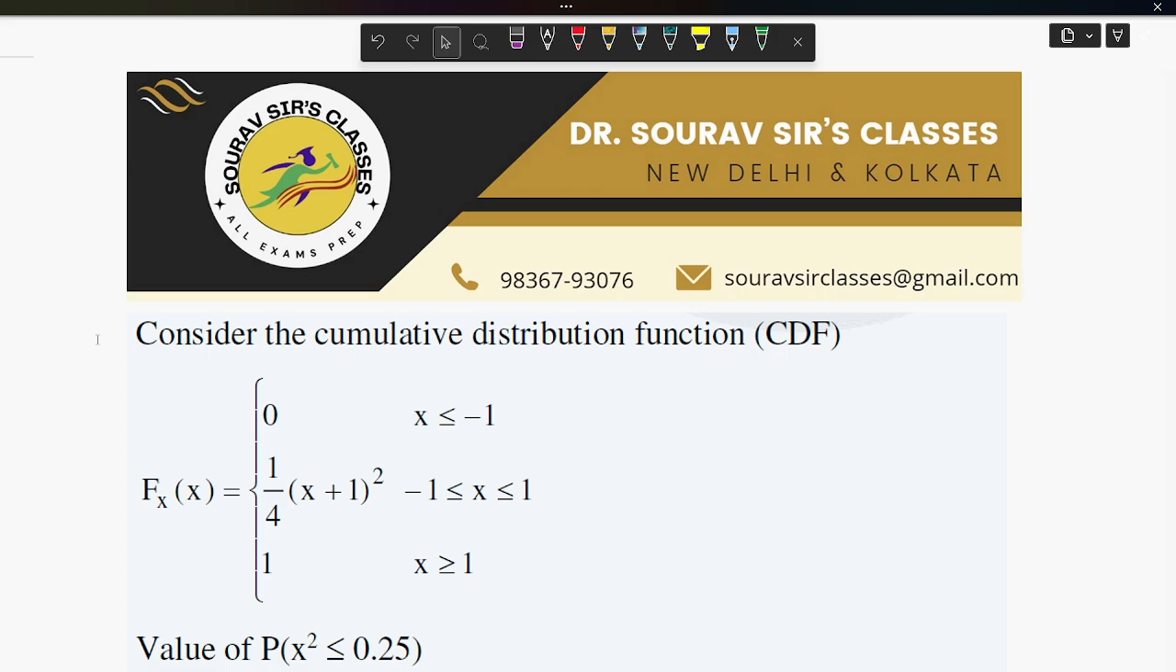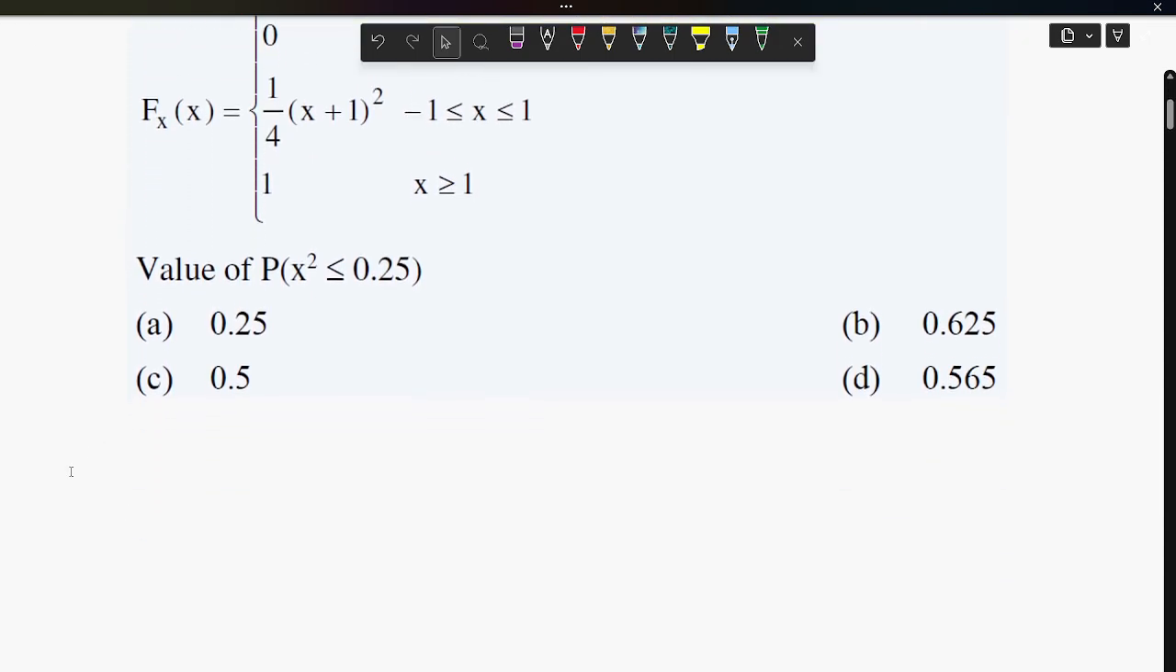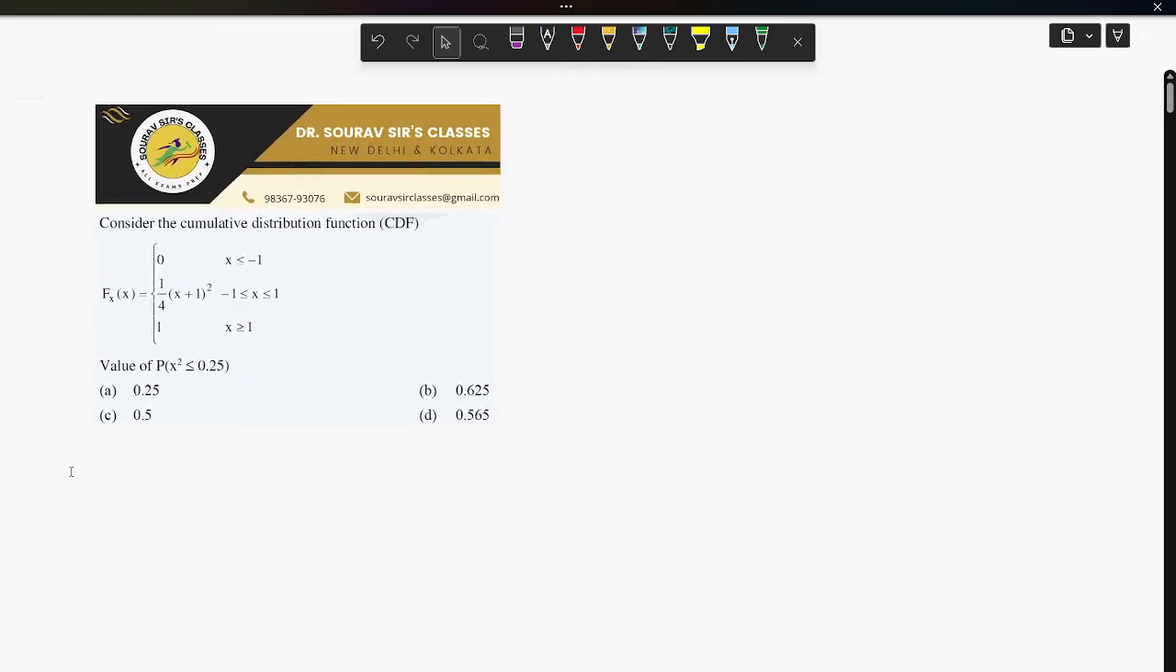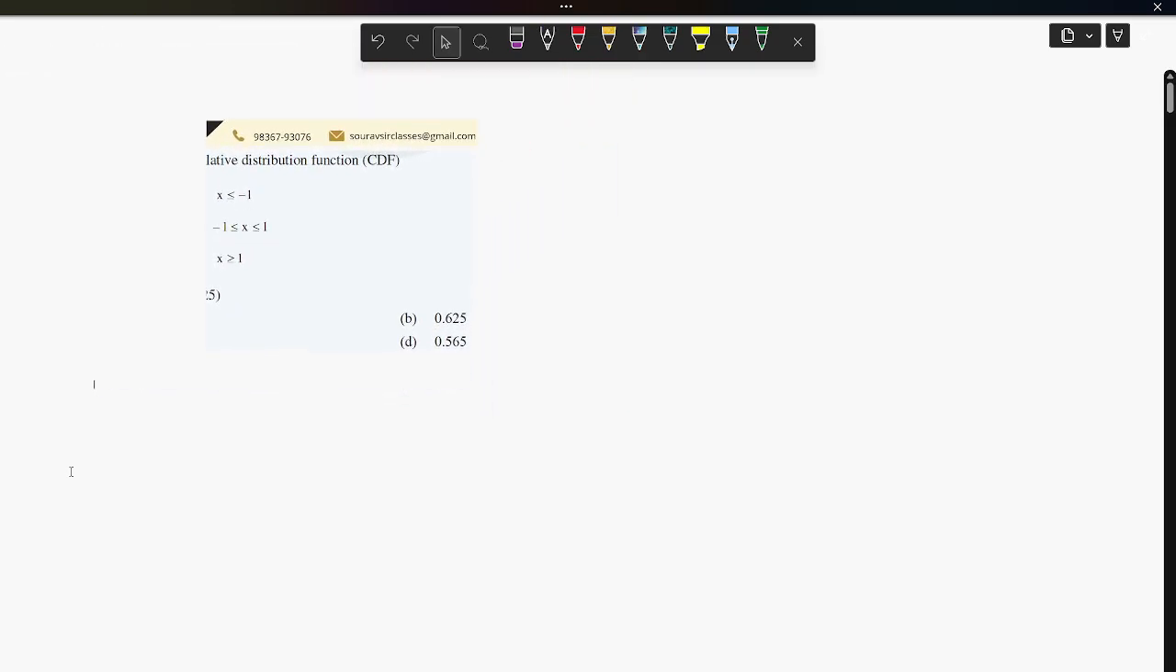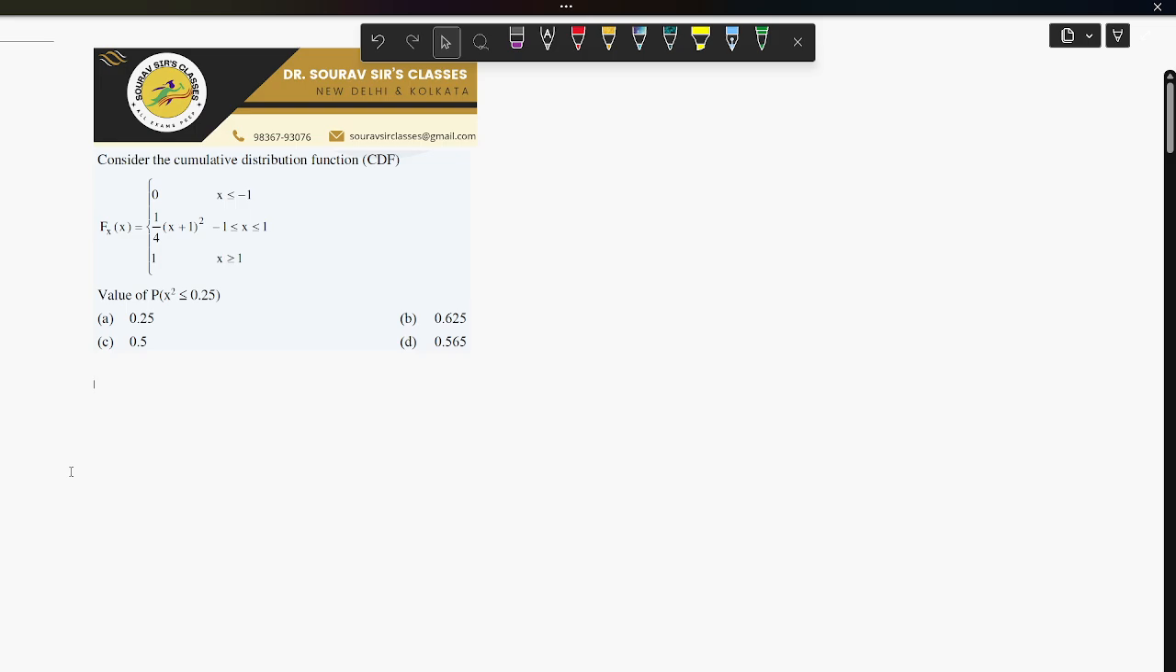Okay, so now we are going to solve a problem which appeared in the GATE 2025 data science paper. The question says: consider the cumulative distribution function (CDF) where F(x) is equal to 0 where x is less than or equal to -1, 1 by 4 (x plus 1) whole square where x lies between -1 and 1, and F(x) is equal to 1 where x is greater than or equal to 1. Now find the value of the probability that X square is less than or equal to 0.25. There are four options here: 0.25, 0.625, 0.5 and 0.565. Okay, so what can be done?